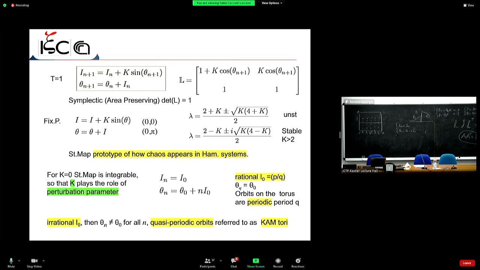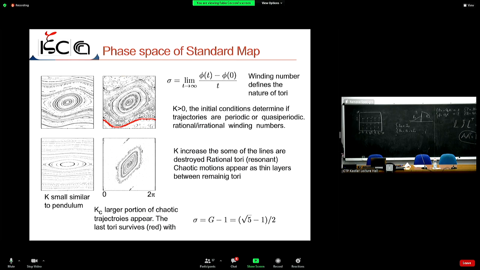But if you increase the value of k, that is your displacement from integrability, you see that the behavior slightly changes. First of all, for small k, the scenario is very similar to a pendulum. In fact, as I told you, the kicked rotator is nothing but a pendulum where someone gives a kick every second, for example. And it reproduces basically the scenario of the pendulum. The deformation of the straight line is due to the cosine, but the behavior basically recalls a pendulum.